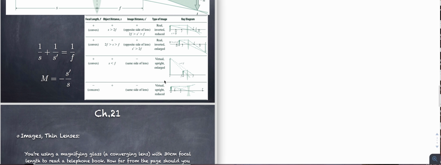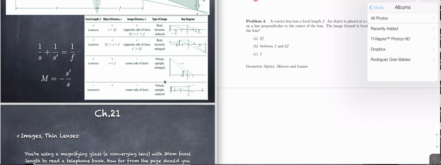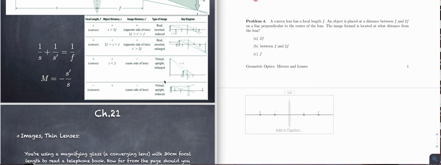So let's use this blank space to do this. Let me add another picture of the lens here so we can do the work. And let's make it a little bigger. Good.